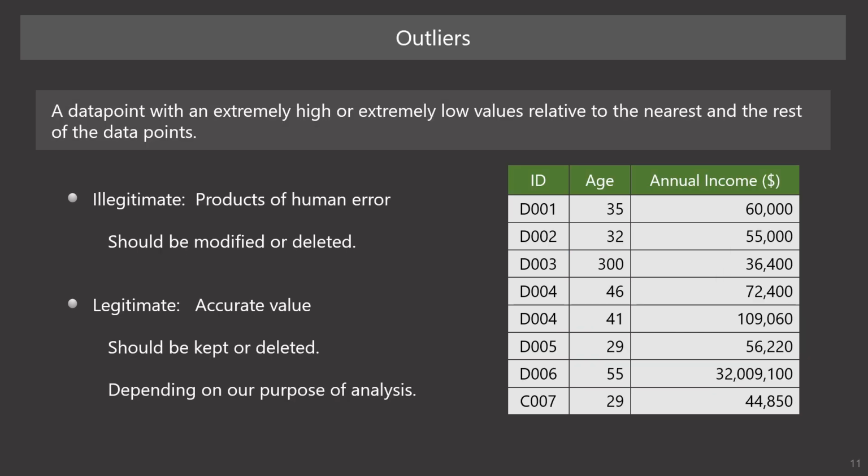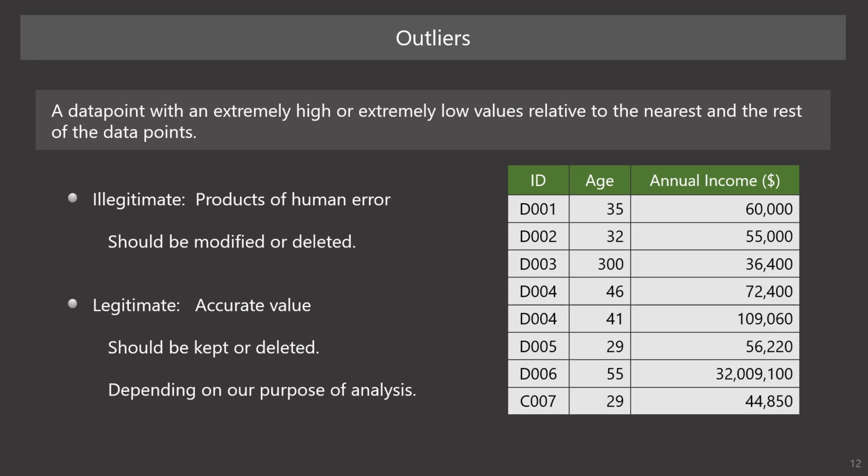A dataset often contains outliers. An outlier is a data point with an extremely high or extremely low value relative to the rest of the data points. In some cases, an outlier is a product of human error, such as a mistake in data entry. In such cases, the outlier should be modified or deleted because it will not provide us with accurate information. We can delete and modify outliers using the same methods we use for erroneous entries and missing data.